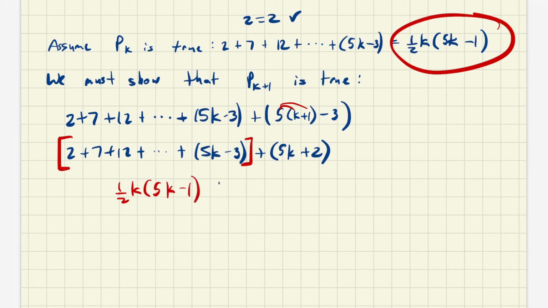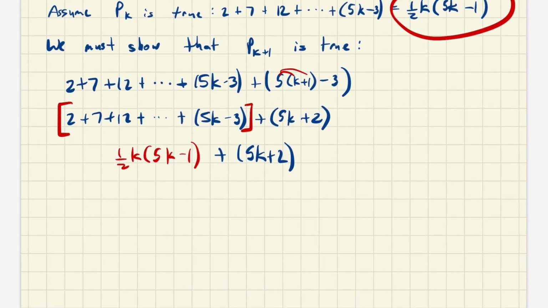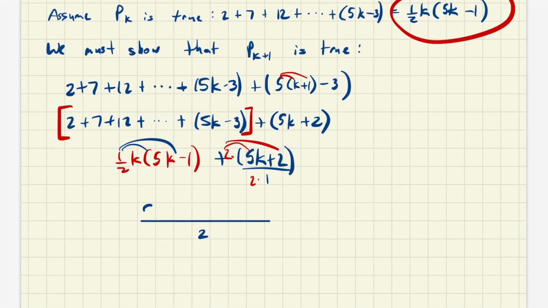So let's once again put 1 underneath here. The LCD is 2, so we multiply top and bottom by 2, just like we did in the previous problem. Now we have our LCD of 2, and we can go ahead and distribute. If you distribute, you're going to get 5k squared minus k plus 10k plus 4. Combine like terms, and you get 5k squared plus 9k plus 4.